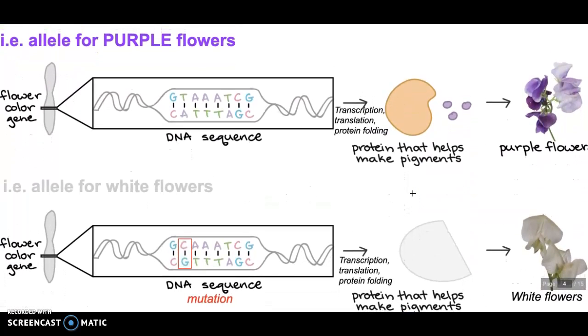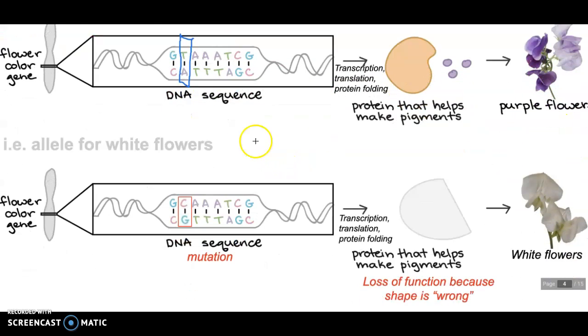So here's just kind of another version of that. Here's the flower color gene. And we have the DNA sequence within it that has this specific marking. Make sure you keep your eyes on those. We go through transcription, translation, and protein folding, and then there is ultimately a protein that is made as a result. That protein makes pigments, and because of this one nucleotide base change, we get purple flowers.